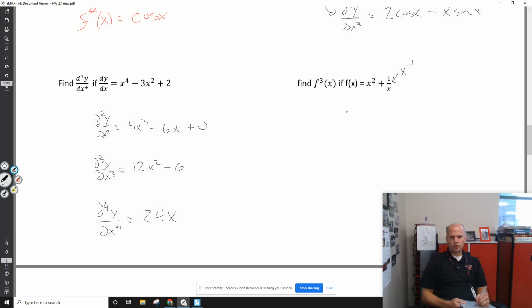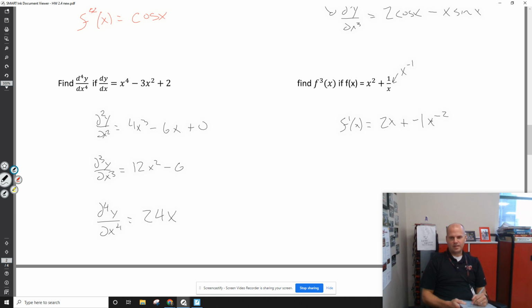This is notation for the third derivative. I'm given the original function, so I have to just take the derivative 3 times. So I have 2x plus. I'm not using the quotient rule here. You could if you wanted to, but it's easy enough where I could just write it as x to the negative first and use the power rule.